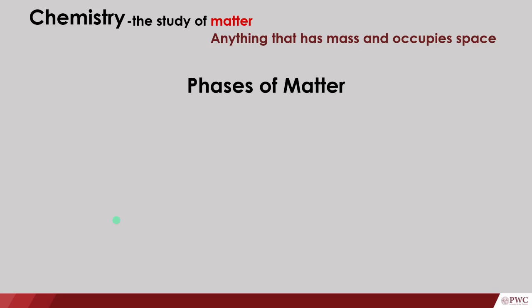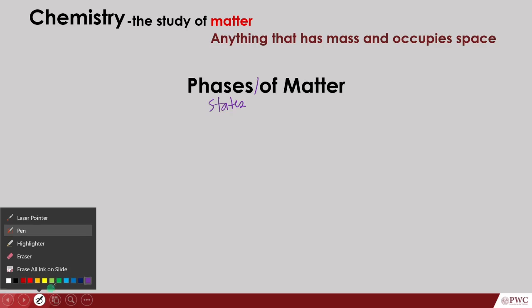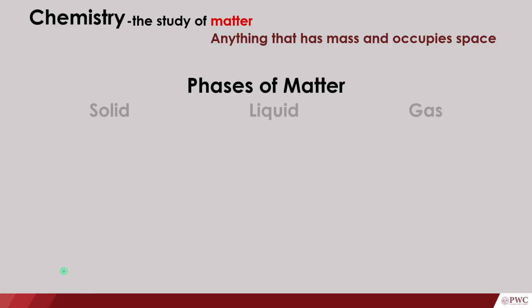So first, we can categorize matter into three different states or three different phases. The other term for phases, we also call states. So we have three phases or three states of matter. These are solid, liquids, and gases.